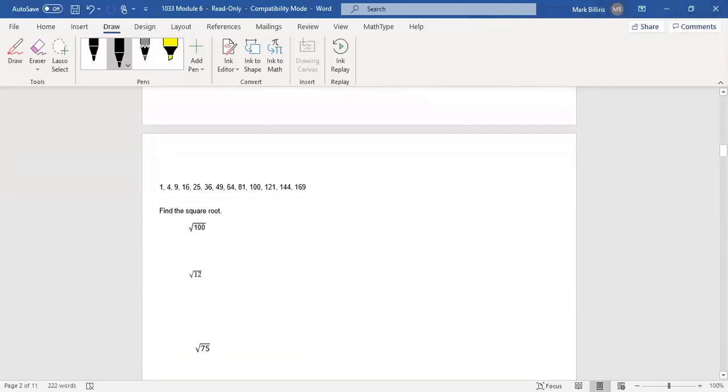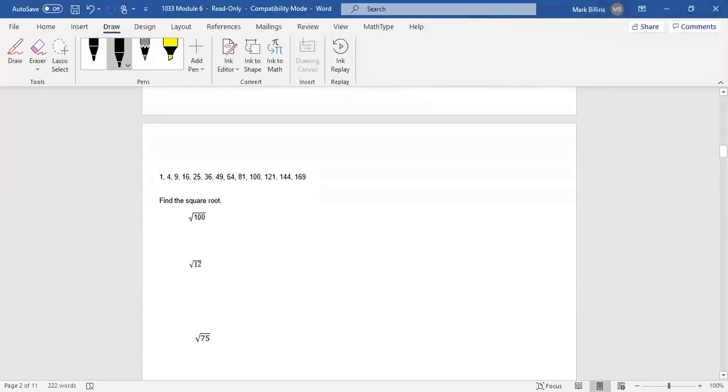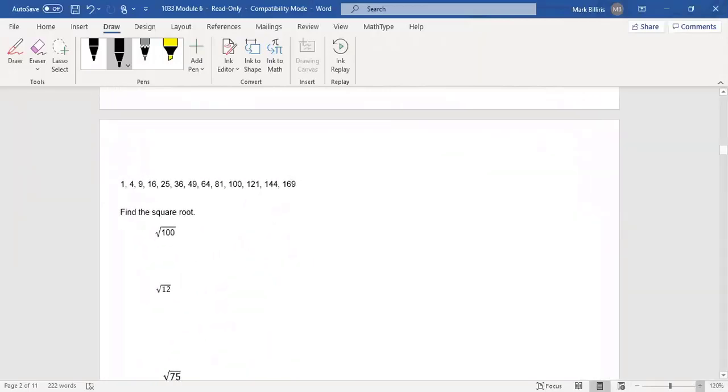Now let's discuss breaking down radicals and simplifying. There's a variety of ways to do this, and I'm going to show you a couple of techniques. Let's start by looking at what we call perfect squares. So I've written 1, 4, 9, 16, etc. How did I get those numbers?